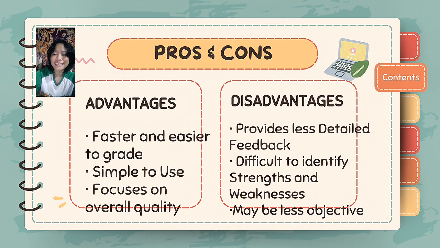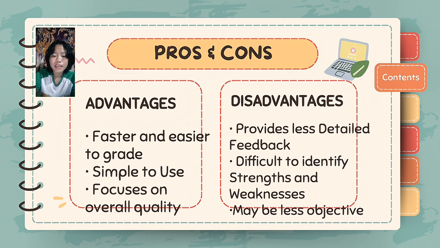And the third one is it focuses on overall quality. So, meaning this rubric focuses on the general quality of the student's performance, not just the small mistakes, okay? So, for example, in a speech presentation, a student might make a few grammar mistakes, but still deliver a clear and confident speech. So the teacher can still give a high score based on the overall performance.